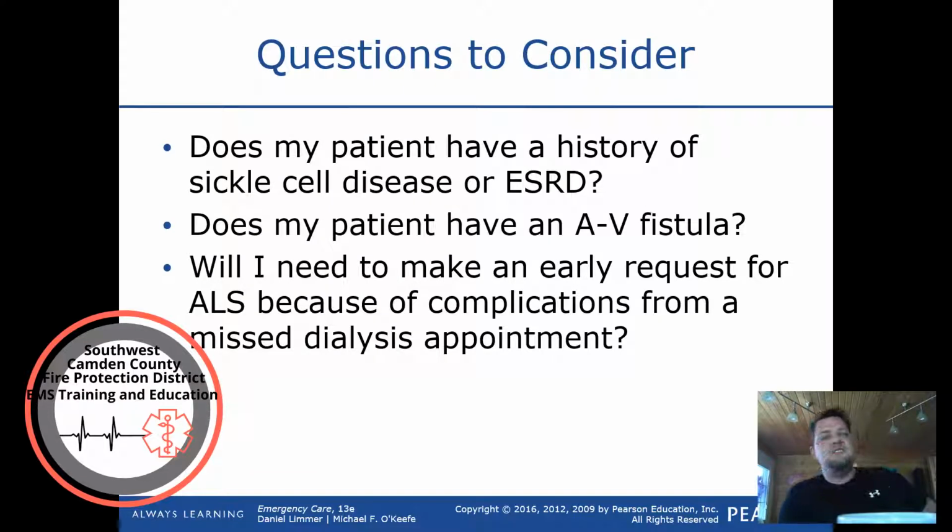So, questions to consider. Does my patient have a history of sickle cell disease or end-stage renal disease? Does my patient have an AV fistula? And will I need to make an early request for ALS because of complications from a missed dialysis appointment? Remember, those patients have CHF-like complications, symptoms, because all of that fluid is coming back up into them.